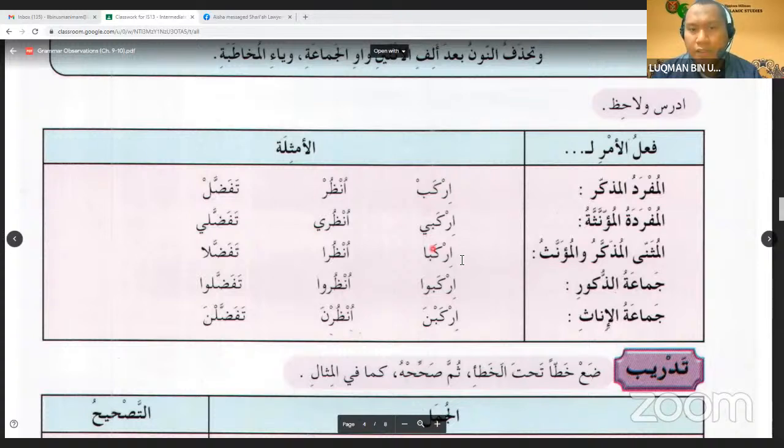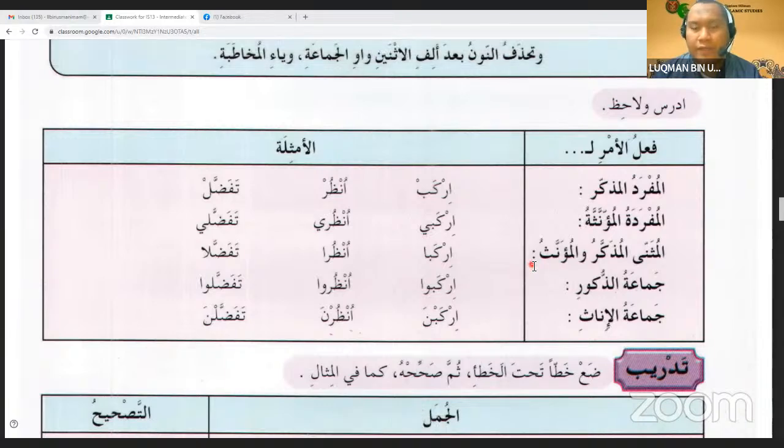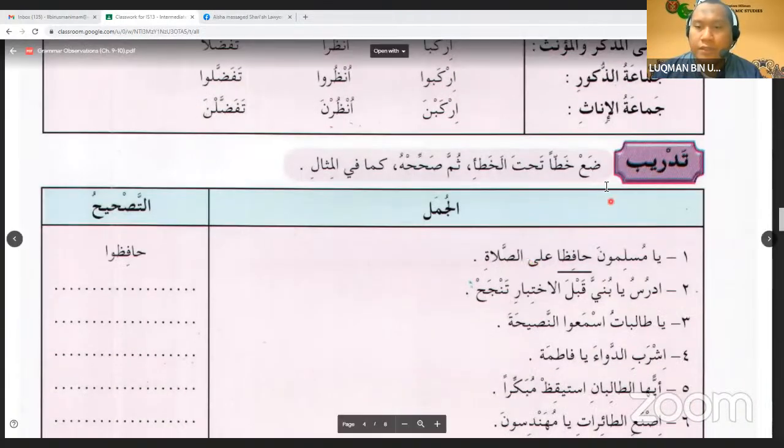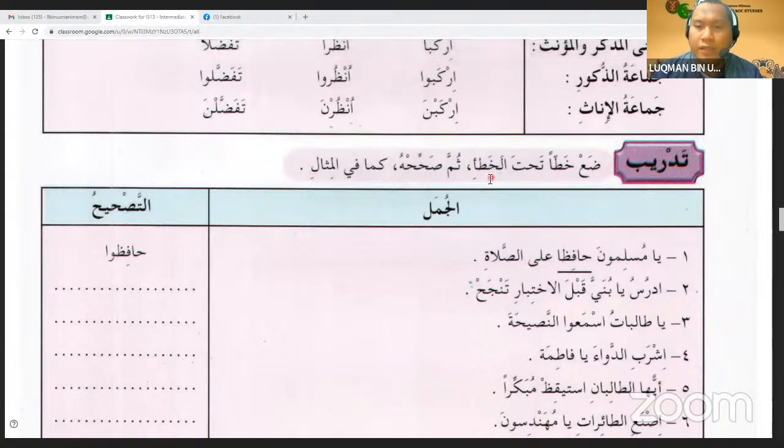I hope this is clear. These are the format patterns of the fi'l amr, the imperative tense of the verb. So the exercise here: da' khattan tahta al-khata' thumma sahhih kama fil mithal.